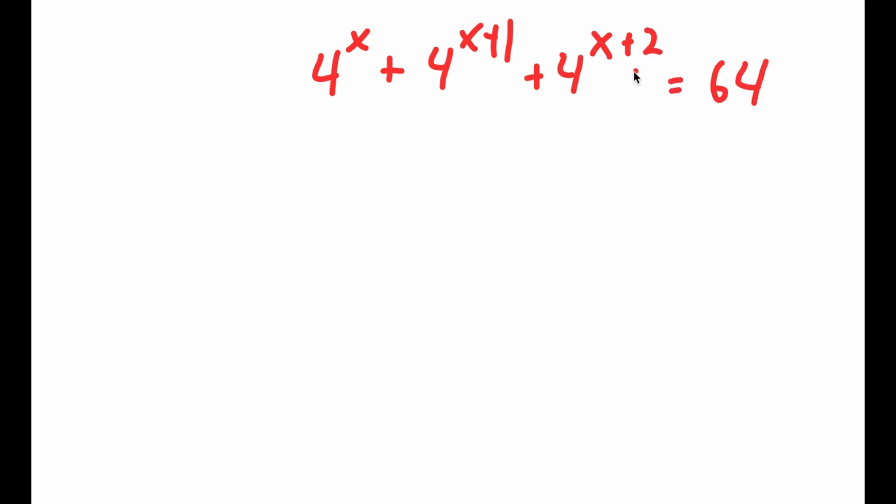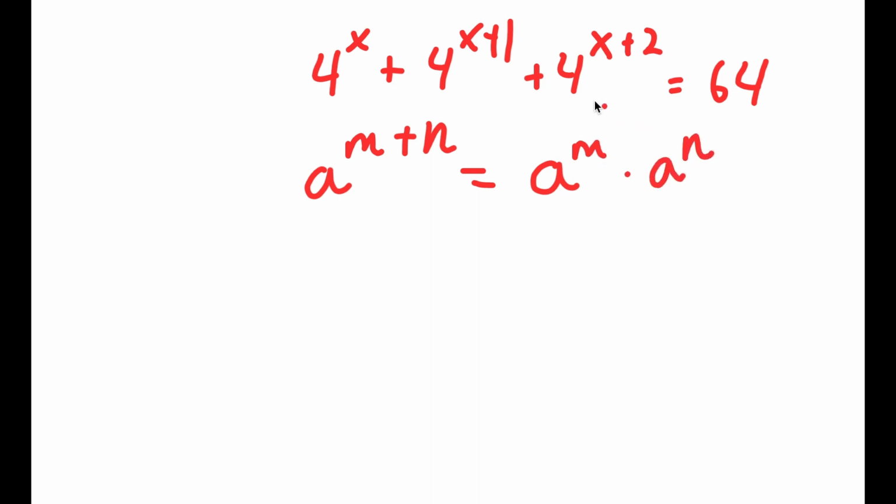Alright, so in this problem, I have 4 to the power of x plus 4 to the power of x plus 1 plus 4 to the power of x plus 2 is equal to 64. So to solve this problem, I'm going to first start by using the property of exponents that states that if I have something in the form a to the power of m plus n, this is equal to a to the power of m times a to the power of n.